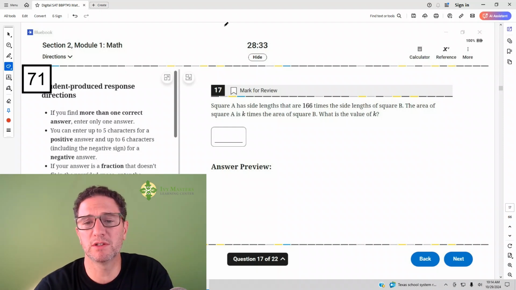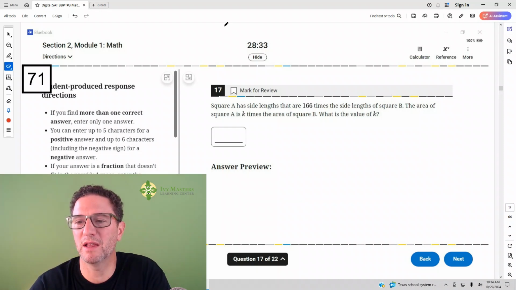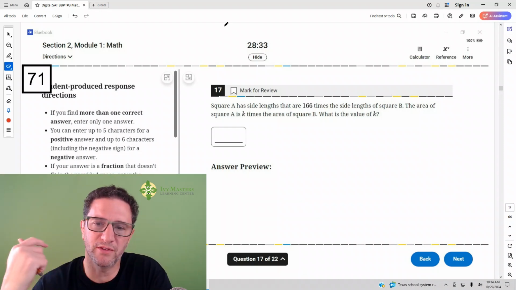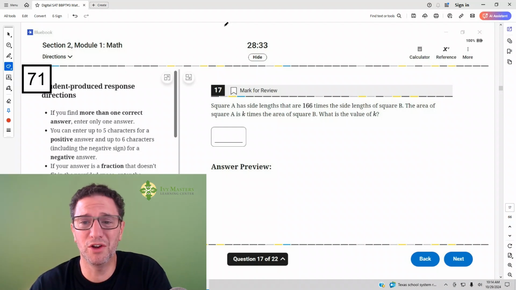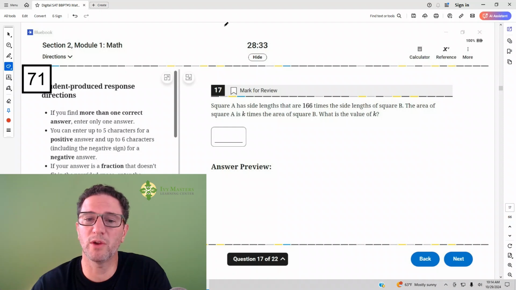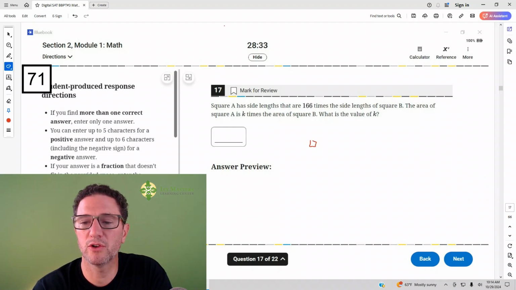Number 17 reads, square A has side lengths that are 166 times the side lengths of square B. So a couple things. Number one, take it one step at a time. If you read the first sentence and there's something that you could do, do it. Second thing, draw it. If there's something to draw, draw it. So I'm going to draw a little square, and I'm going to draw a bigger square. Now note, these squares are not drawn to scale.